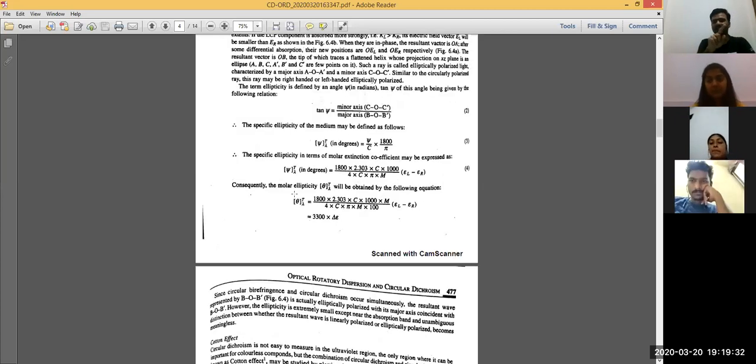And that ellipticity, that degree of ellipticity is nothing but a measure of minor axis upon the major axis. That's given by tan of psi. Then they convert psi by taking tan inverse, and you get psi upon c into 1800 upon pi. Once again, the origin of pi is to convert radians into degrees. So then why 1800? Shouldn't it be 180? Should have been 180. That's a very good question. The reason why it is 1800 is because all your polarimetric measurements are done in 1 decimeter length.